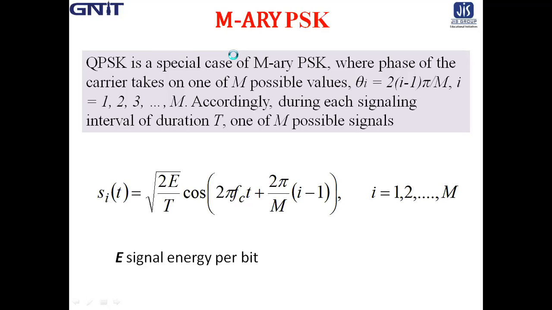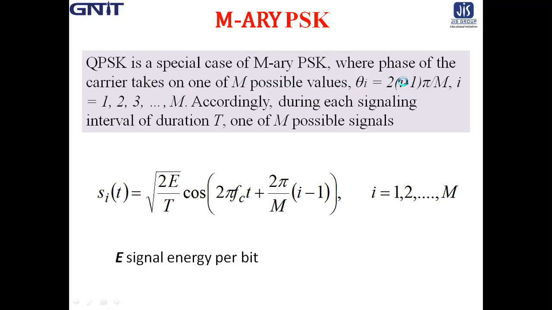Here we can say that QPSK is a special case of M-ary PSK, where the phase of the carrier takes on one of M possible values, namely θi = 2(i − 1)π/M, where i = 1 to M.